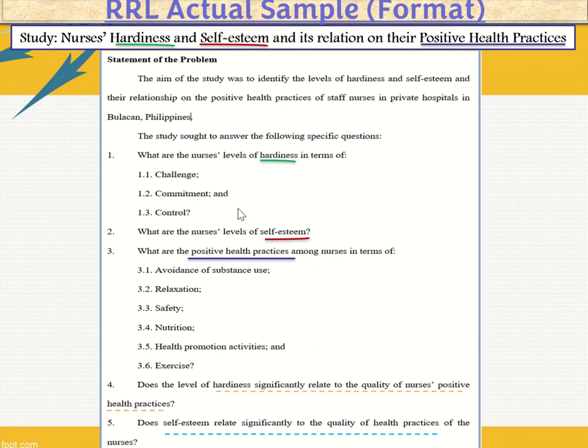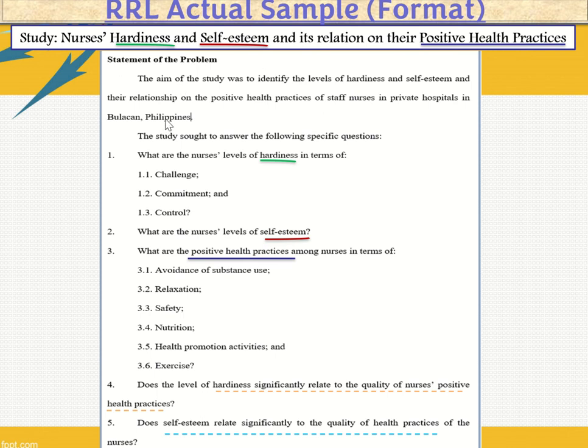And now, this is our format, no? Pakita ko lang yung alignment of the title, the SOP, and the RRL. So in this example, the topic is, ito yung ginamit natin kanina, nurses' hardiness and self-esteem, and its relation under positive health practices. So, seeing the title, you can see here the three main variables of the study, which include hardiness, self-esteem, and positive health practices. So, we have three major variables here.